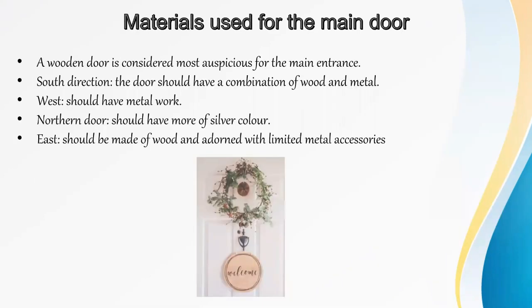Now we will discuss what material should be used for the main doors. A wooden door is always considered the most auspicious for the main entrance. If you have your door in the south direction, you should have a combination of metal. Then, if you have it in the west direction, it should have metal work. Then, for the northern door, it should have more of the silver color. Then, for the eastern doors, it should be made of wood and adorned with limited metal accessories.